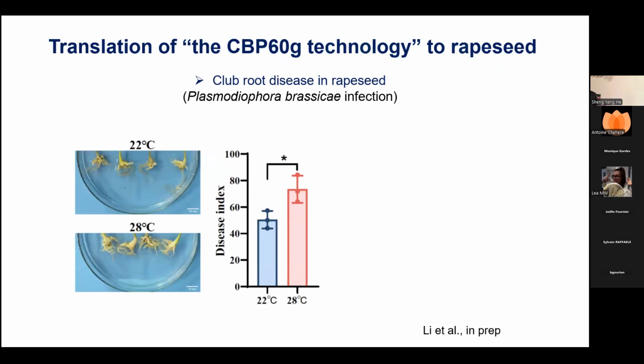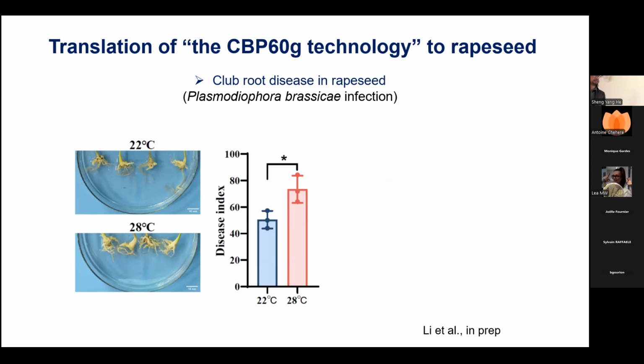We have now taken this to crop plants. In the lab, we call it CBP60G technology. The first crop we were working on is rapeseed. Clubroot disease is very severe right now for unclear reasons. This is a root infection by a parasite, essentially. You can see the clubroot at normal temperature and clubroot at warm temperature. In the field, it's pretty massive.